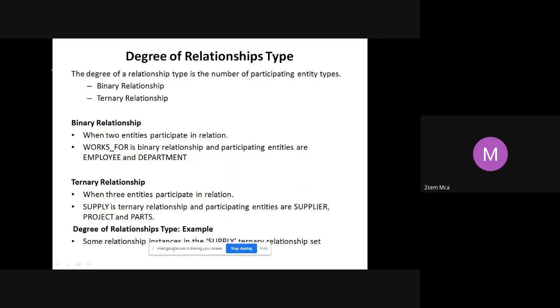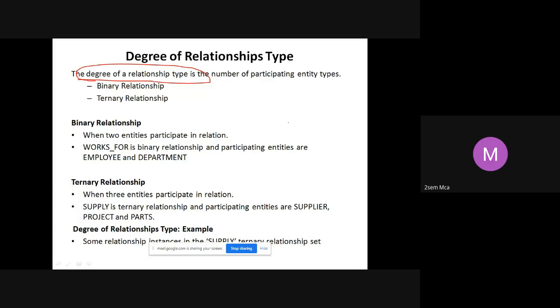Next, we move on to a very important concept. What do we mean by the degree of the relationship type? Please remember, relation is different, relationship is different. Relationship is the association between two different entities. What we are seeing now, works for, is a relationship. You can't call works for a relation. Relation in relational algebra means a table. A table is called a relation. Degree of a relation is different, degree of a relationship is different. When we go to relation, we will discuss that, not now. Now we are only talking about relationship.